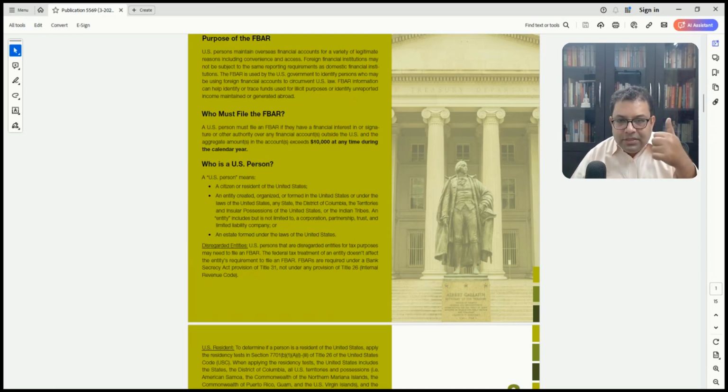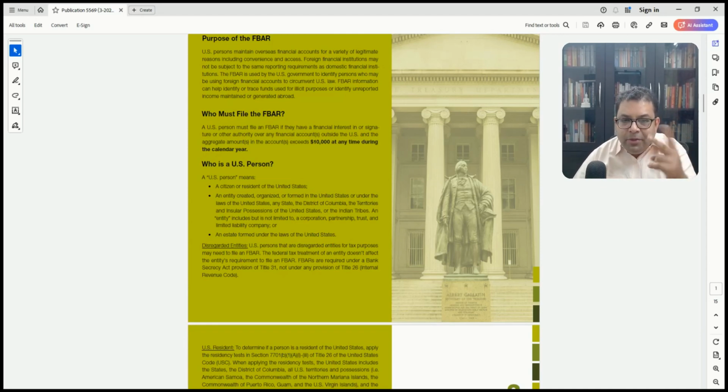So first it has to be a US person, right? Second, the US person has to have a financial interest or a signature authority over a financial account. So we are talking here about financial accounts, not other accounts like real estate and everything. It has to be a financial account. It has to be a US person. We'll come to the US person.